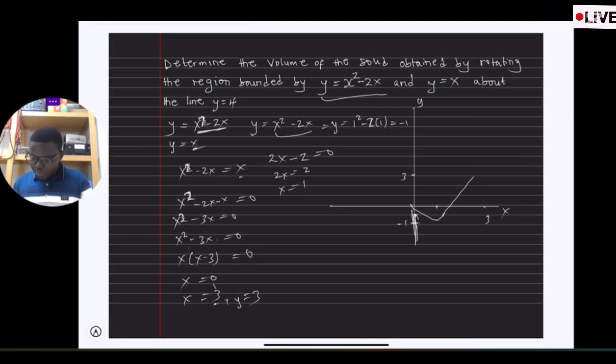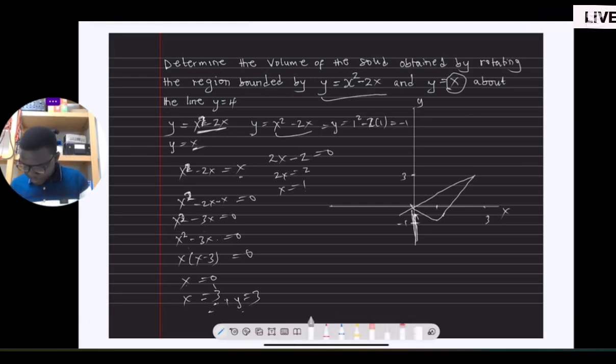So we have been able to plot this, and we are going to look at y equal to x. Since we are doing y equal to x, it has a positive gradient, and since it's a line, it will have the nature of this. We know it's also passing through 0 and meeting this graph at 3 as well. So it's passing through 0 and meeting this graph at this point, right? Exactly. So let me put this one here.